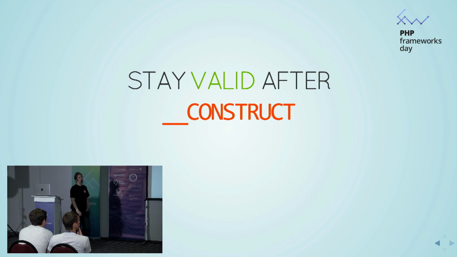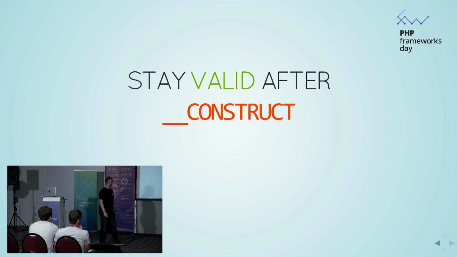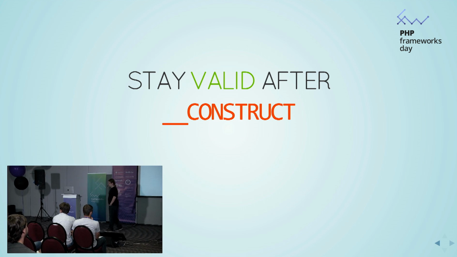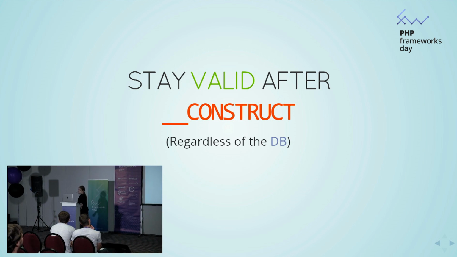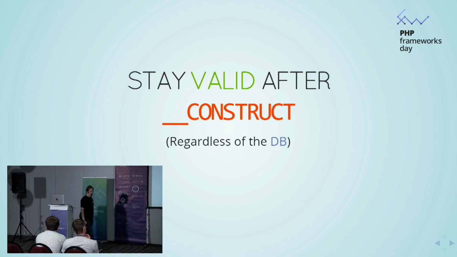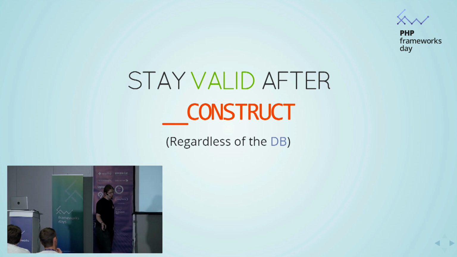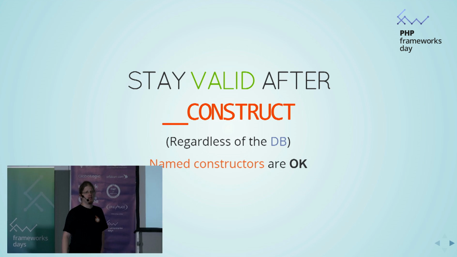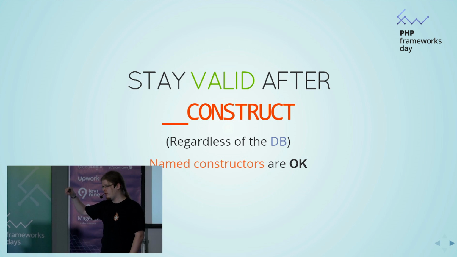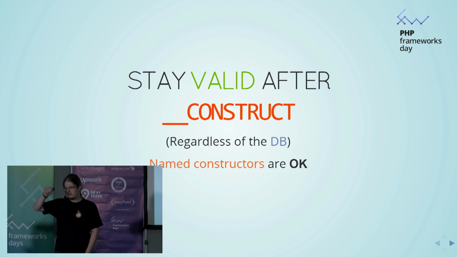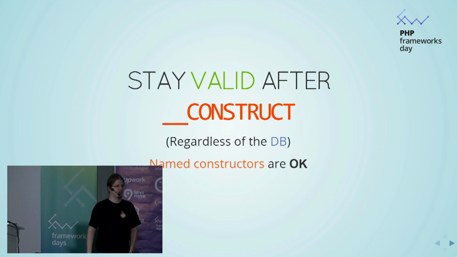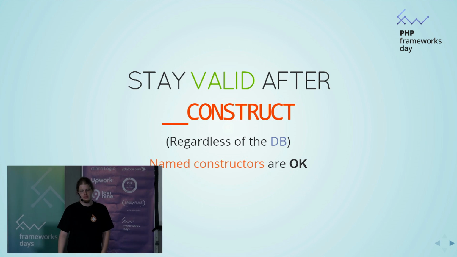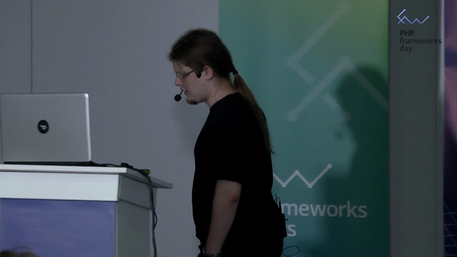After construct, you stay valid. Any transition of state that would make your object invalid should cause an exception and a rollback of the state. Regardless of the database, that is not a problem. So this is really problematic though, so you may end up having a lot of named constructors. Named constructors are okay. They're basically public static function, create from this and this and that. Public static function from database, public static function from serialized state, public static function from user input. And these create your object. So you make your constructor private and use these instead.